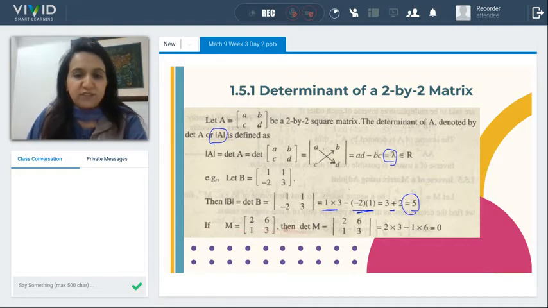If M is a matrix, then the determinant of M can also be found out by multiplying the diagonals and then subtracting the answers. 3 2s are 6 minus 6 1s are 6. 6 minus 6 is 0, so its determinant is 0.